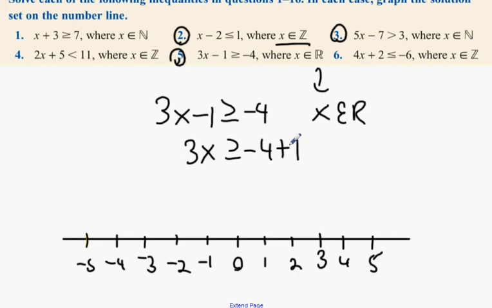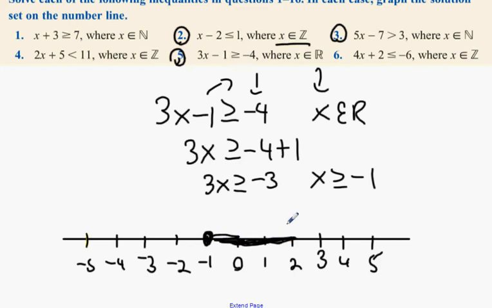Minus 4 plus 1. The minus 4 is there, and the 1 comes to join it. Minus 3 divided by 3. Now, all the numbers that are bigger than minus 1, bigger than or equal to, does that include minus 1? It includes it. And then it keeps going up, and then you draw an arrow. And that's it.